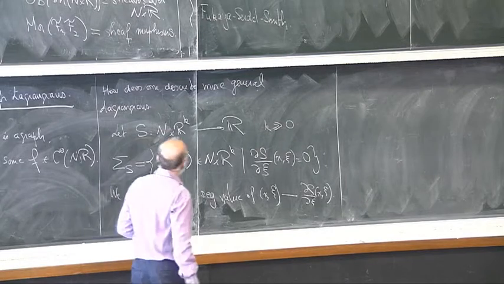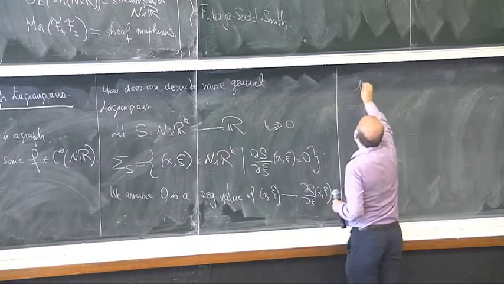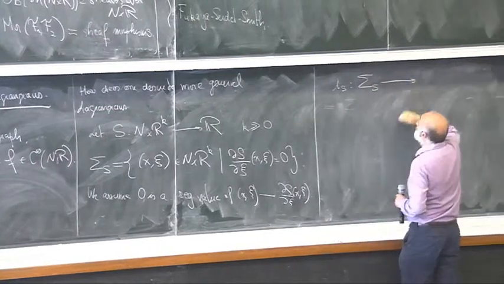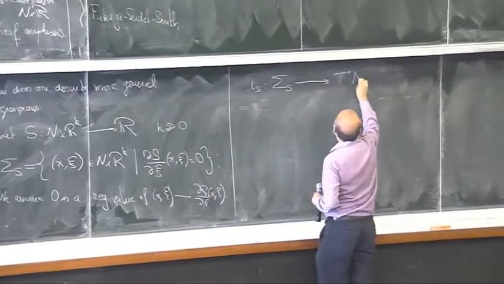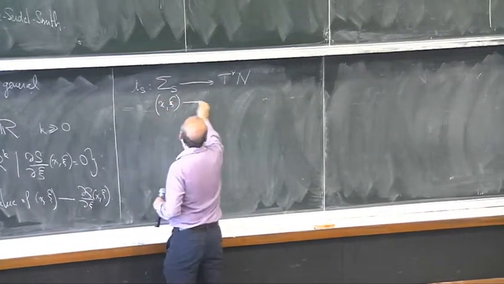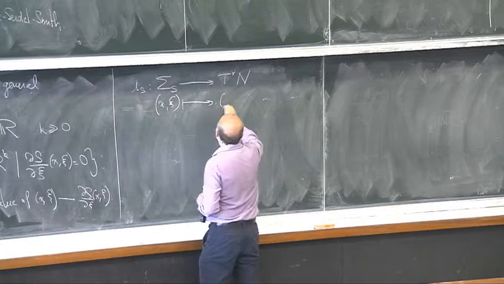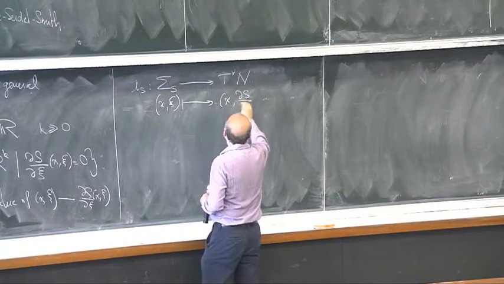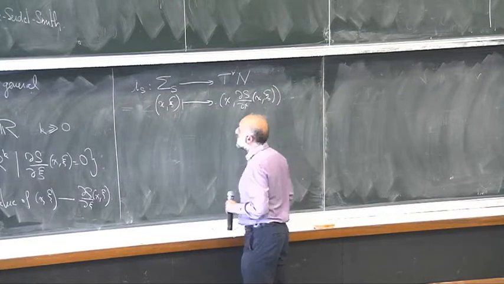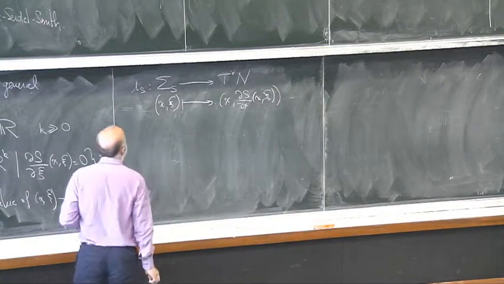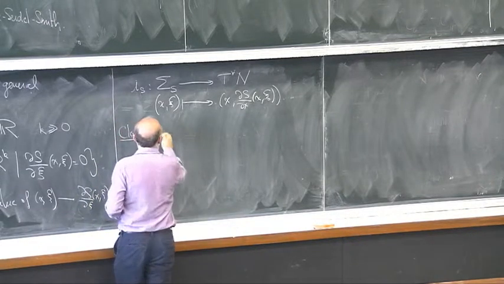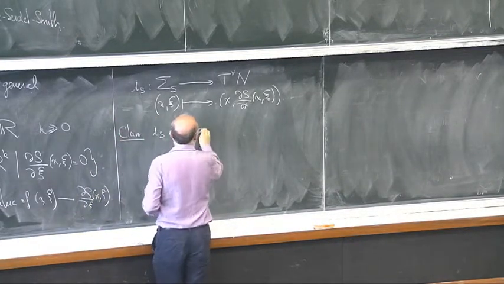Okay, so what happens next? Well, next, you look at the map i_S from Sigma_S to T*N, which sends the pair (x, psi) to the pair (x, ∂S/∂x (x, psi)). And my claim is that i_S is a Lagrangian immersion.